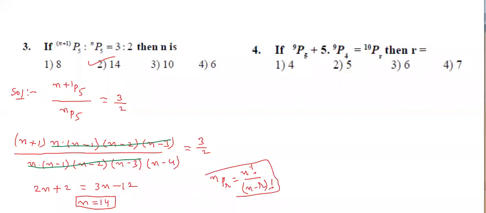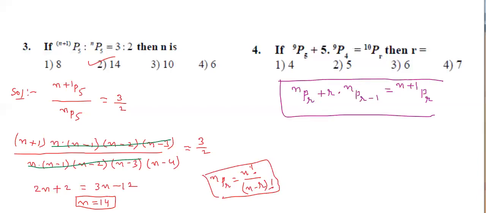Fourth question, observe the fourth question. Here 9P5 plus 5 into 9P4 is equal to 10P. A related formula is there. What is that? nPr plus r into nP(r minus 1) is equal to (n+1)Pr. This is the formula. By observing the formula, compare the terms, then tell me what is the r value. What is the r value? Is the r value 5 or not?